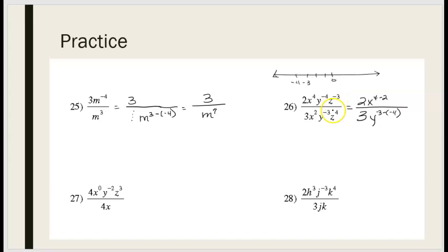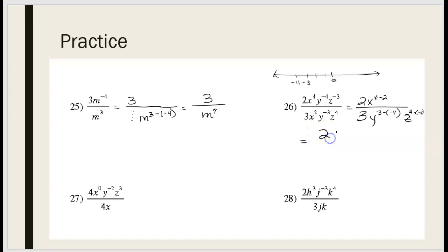Okay, and with my z's, obviously the z's are going to stay down at the bottom as well because 4 is clearly bigger than -3. So this becomes 4 minus -3. All right, so now we get to simplify this.